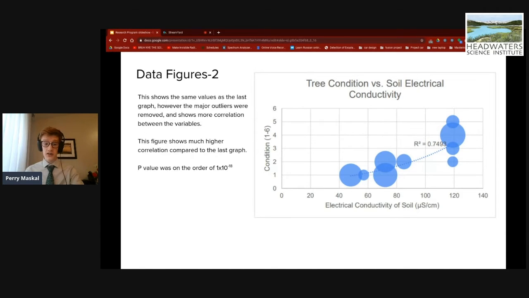And it shows a lot more correlation, 0.7 compared to 0.2. The outliers were 3 small dead trees that were most likely killed. They showed extensive signs of beetle damage, but they were most likely killed due to the building of a trail right next to them. The figure shows much higher correlation compared to the last graph, as previously mentioned. The p-value was on the order of around 1 times 10 to the negative 18th.